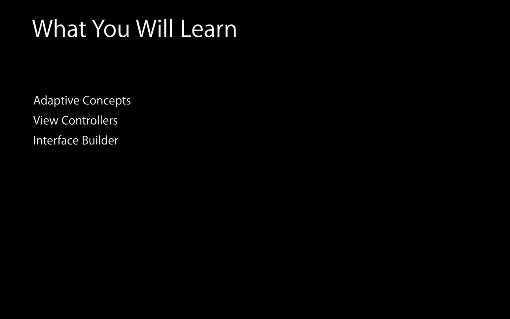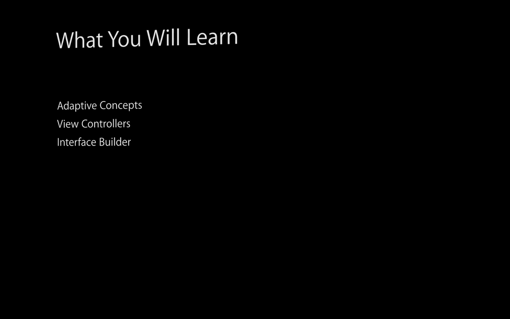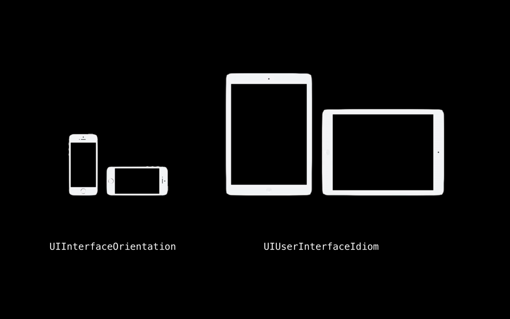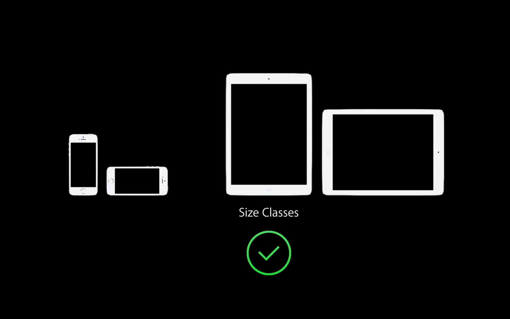All right, to start off, let's take a look at size classes, a new concept that we've introduced in iOS 8. In the past, you've used interface orientation and user interface idiom to differentiate between portrait and landscape, and iPhone and iPad. But in iOS 8, we're recommending against using these two concepts. And instead, we're advocating this new concept that we call size classes. So let me show you a little bit about what we mean by these differences that are represented by size class.